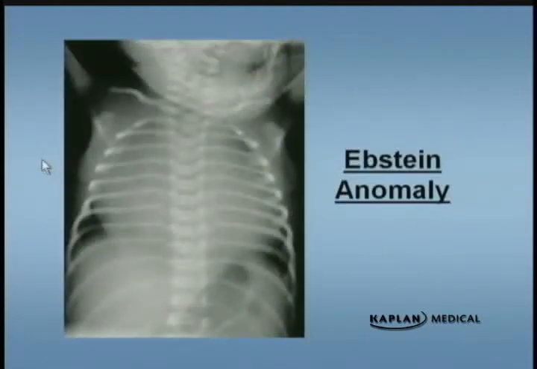And here is a baby with an enormous heart due to Ebstein's anomaly. It's not a characteristic X-ray necessarily, but it's a huge, huge heart. You can see it's taking up most of the chest. That means this baby is going into heart failure very, very quickly.